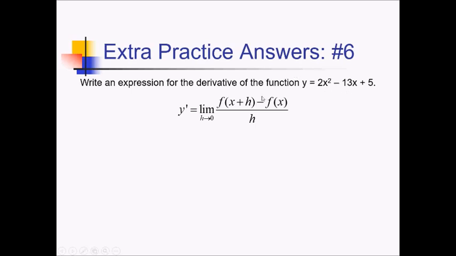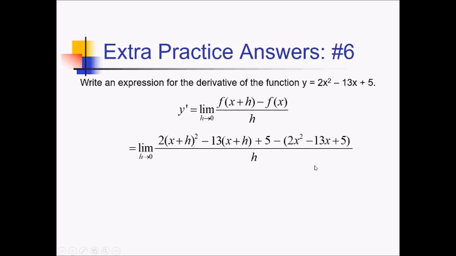So I'm going to have the limit as h approaches 0, big fraction here, all over h. But instead of writing f of x plus h, I'm actually going to plug x plus h in for x. So I'm going to have 2 parentheses x plus h squared minus 13 parentheses x plus h plus 5. And then I'm going to subtract f of x. Well, this is f of x here, all of this stuff. So just subtract the original function, and you've got yourself a derivative.